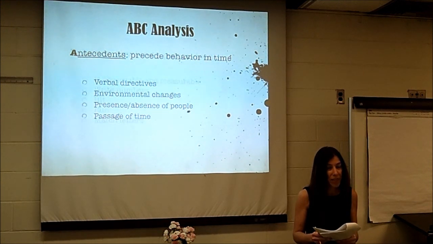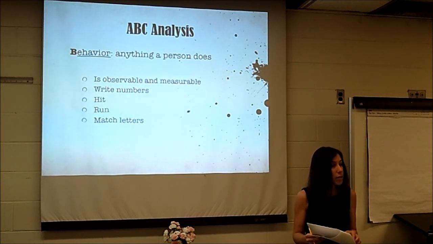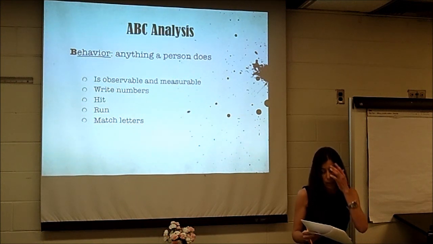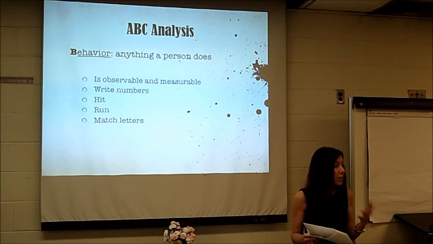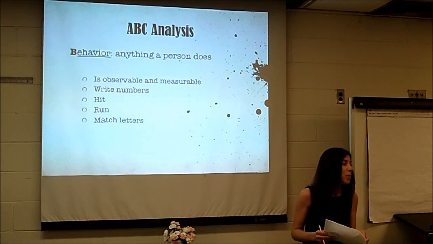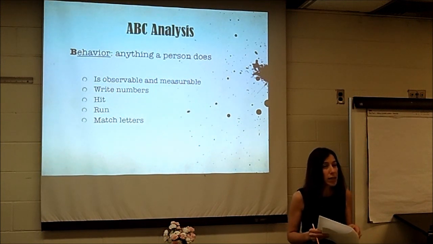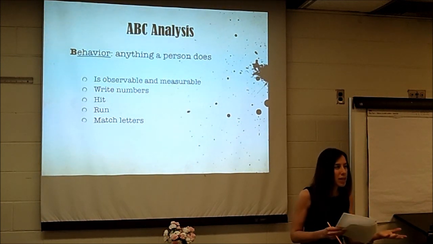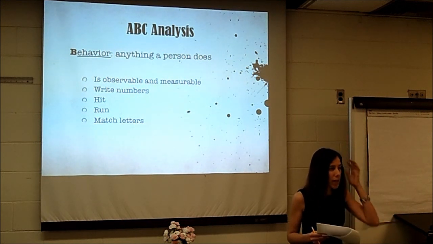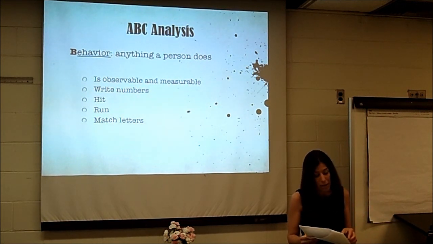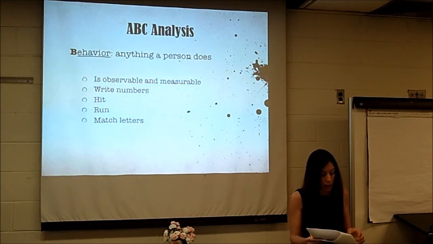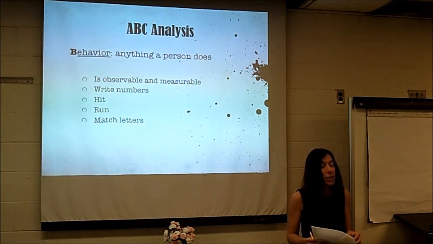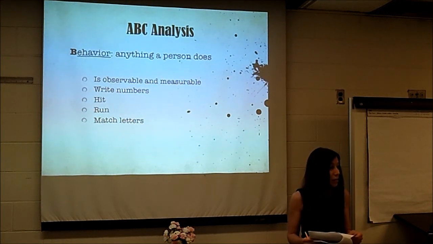Okay, if you can change. Behavior. So again, to define behavior, it's anything a person does, but it needs to be observable. So it needs to be something that we can see. If someone is sitting there crying, we can track crying, but as far as identifying why, we might not know, because that could be going on inside their head. But other examples of behaviors: writing numbers is a behavior, hitting is a behavior, running is a behavior, matching letters. So anything that we can see someone do and we can count is a behavior.